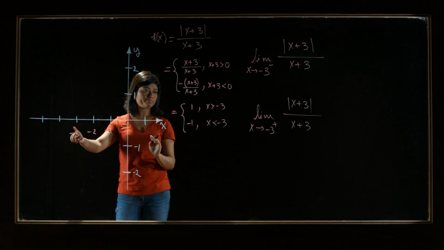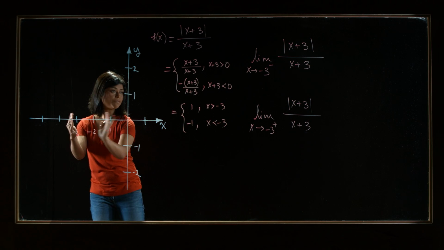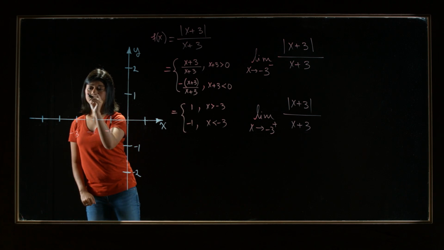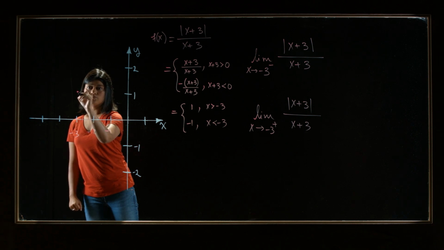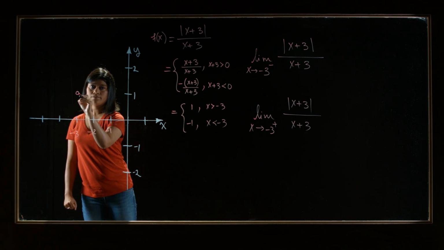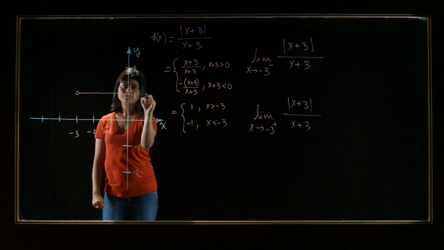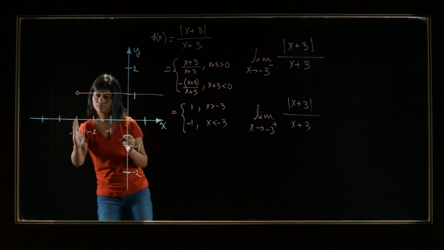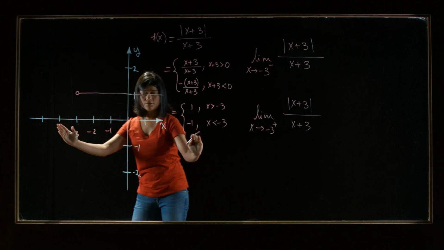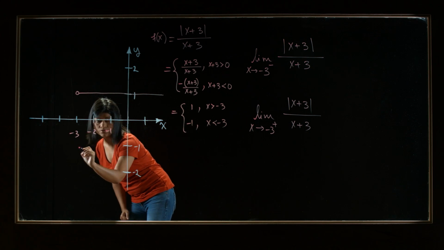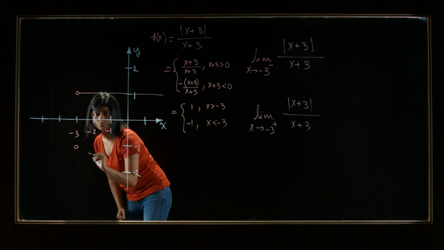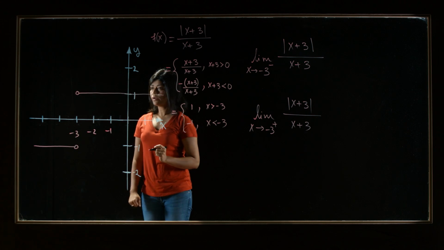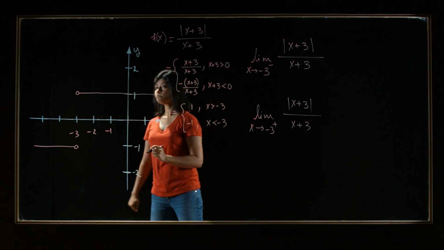Okay, so let's graph it. So here is our negative 3. On the right-hand side of negative 3, when x is greater, the value of the function is 1. Remember, at negative 3 there is no value, so we put an open circle, and then it's a straight line at 1. On the left side of negative 3, the value of the function is negative 1. Again, we don't have any value at negative 3, so put an open circle and then a straight line at negative 1. So that is our function f.